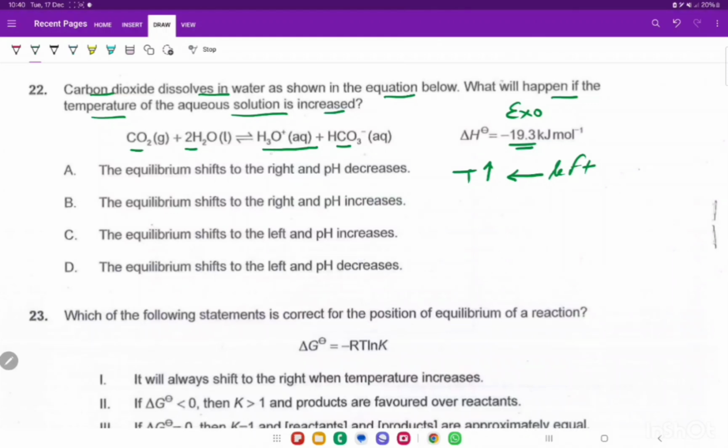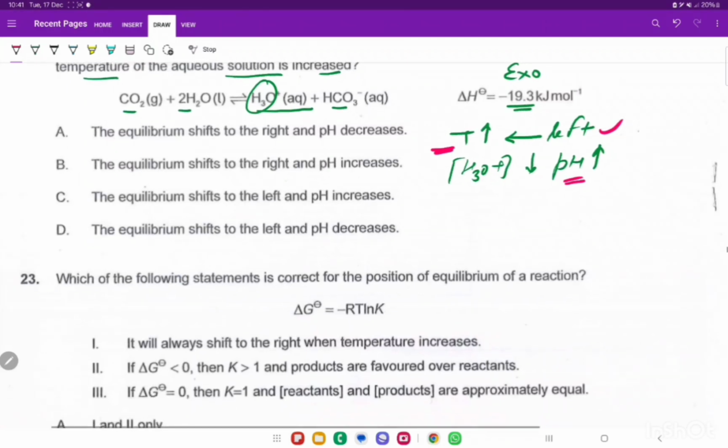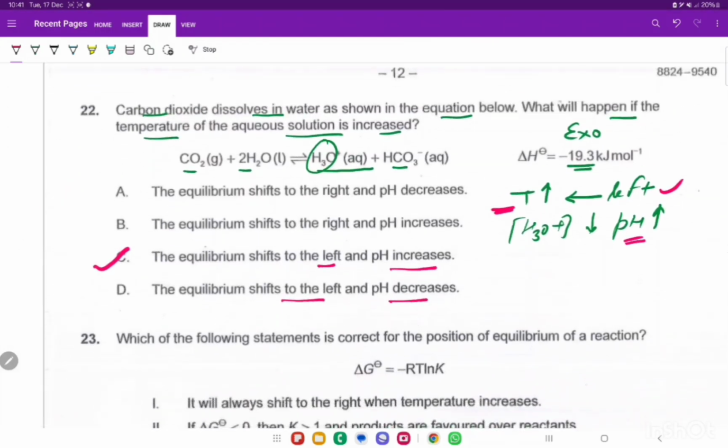When it is moving towards the left hand side, the concentration of H3O plus ion will decrease. This means pH will increase. If I increase temperature, the reaction moves towards the left hand side and pH is increasing. Thus the answer will be C. The reaction will move towards the left hand side and the pH will increase. Answer is C. Question 22, answer is C.